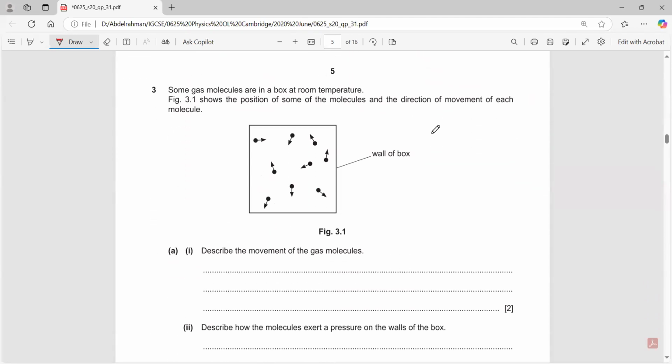Okay, some gas molecules are in a box at room temperature. Describe the movement of these gas molecules. The movement of gas molecules is what? Fast and random in all directions.